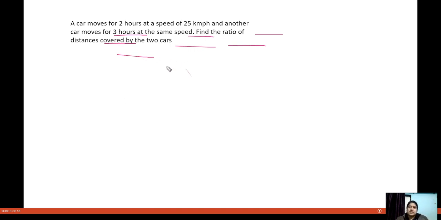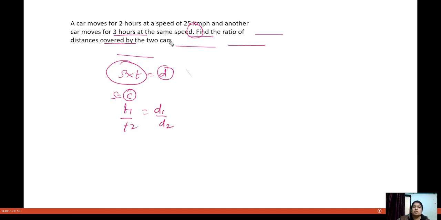So when you are doing these kind of questions, determine what is constant in the equation: speed into time is equals to distance. Because our entire chapter will be based on speed into time is equals to distance. So here speed is constant. When speed is constant, we know that T1 divided by T2 is equals to D1 divided by D2. So it is asking about the ratio of the distances covered by two cars. So T1 by T2 is equals to 2 is to 3, which is also equals to D1 by D2, and the ratio of D1 by D2 will be 2 is to 3.